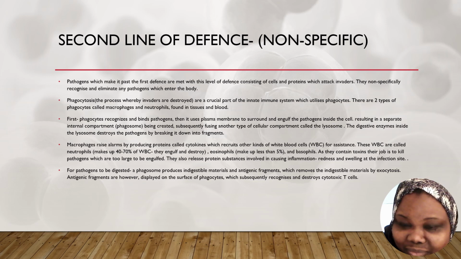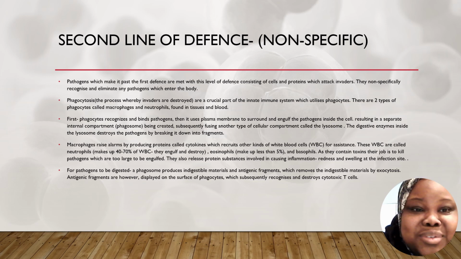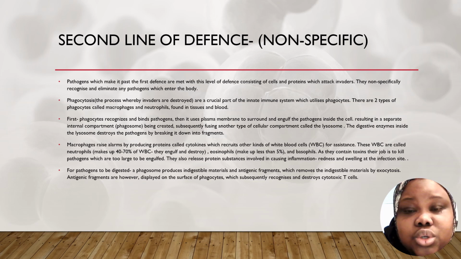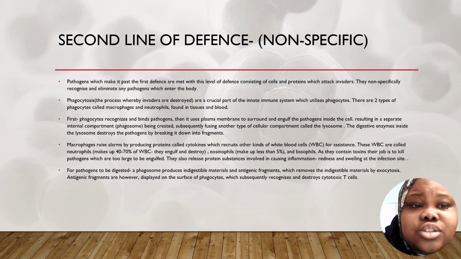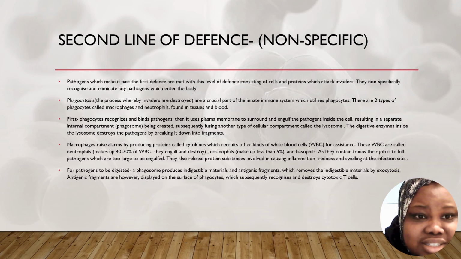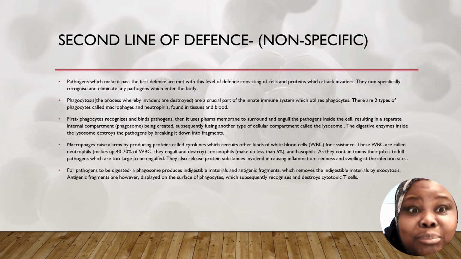Phagocytosis is the process whereby invaders are destroyed. This is a crucial part of the innate immune system, which utilizes phagocytes. There are two types of phagocytes called macrophages and neutrophils, found in tissues and blood.